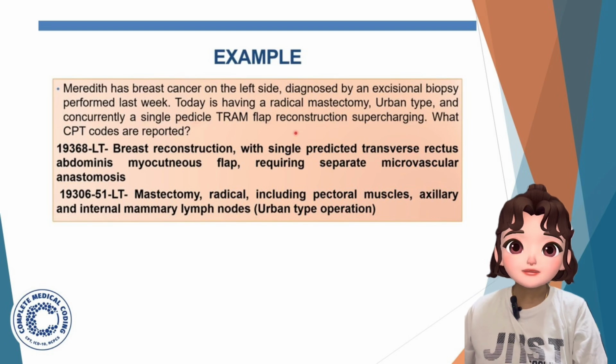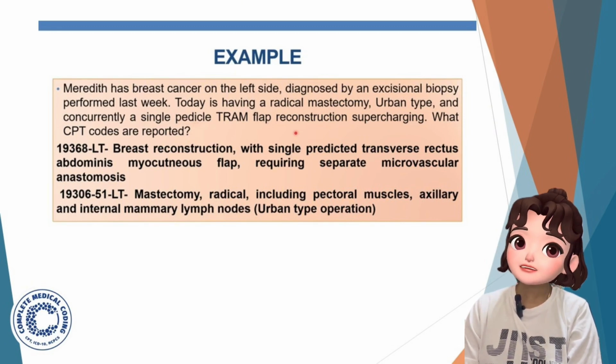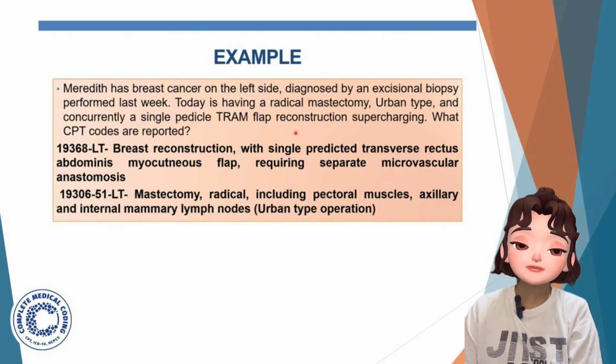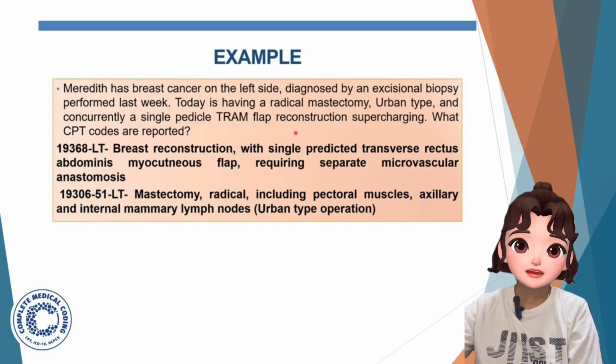So 19306 is for mastectomy, radical, including pectoral muscles, axillary and internal mammary lymph nodes, Urban type operation. So this is the code for mastectomy. Mastectomy 19306, you have to append it with modifiers 51 and LT. For multiple procedures, you have to always mark modifier 51 in the secondary code.